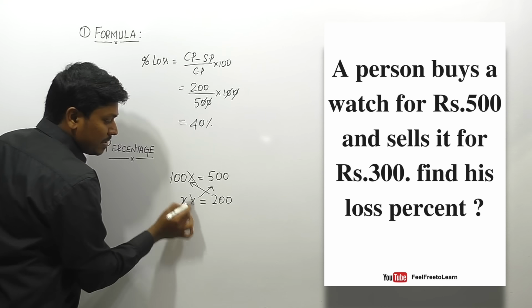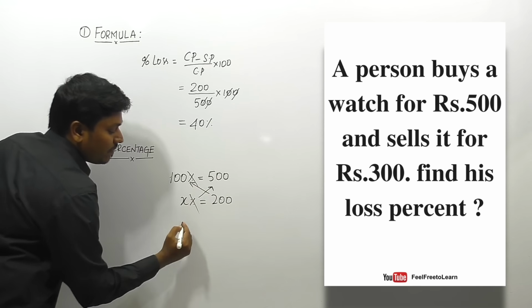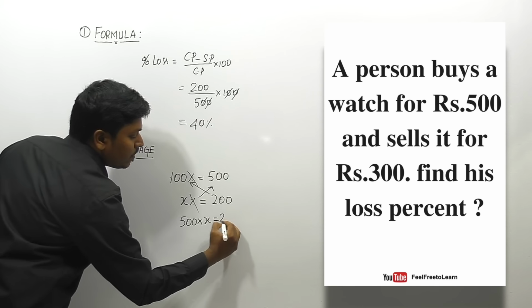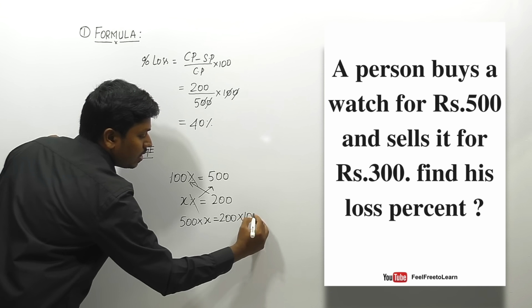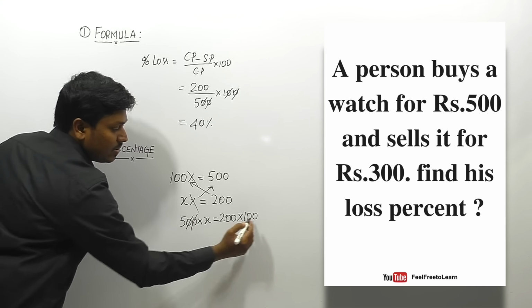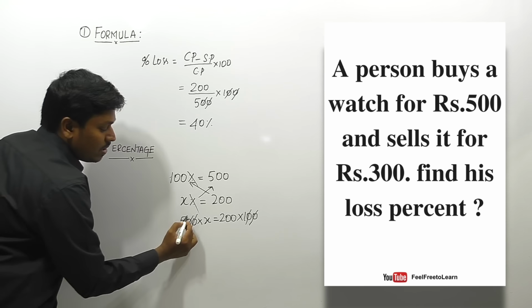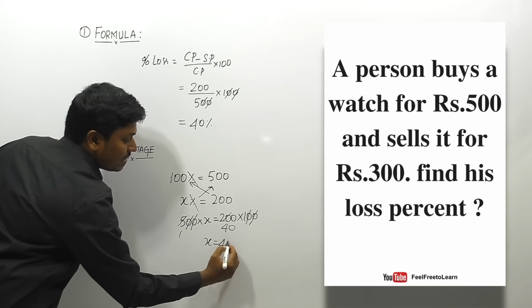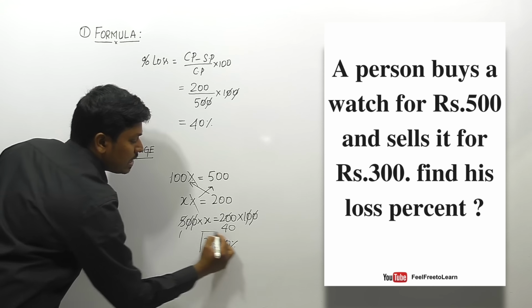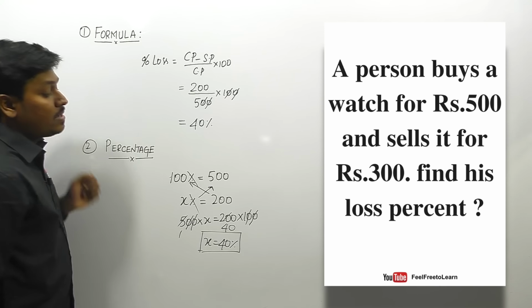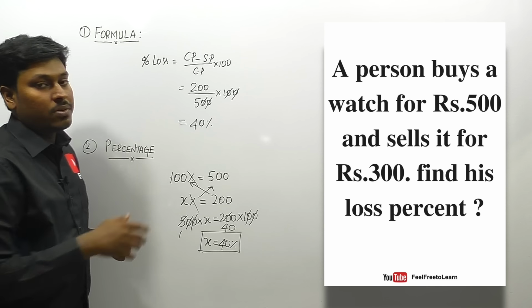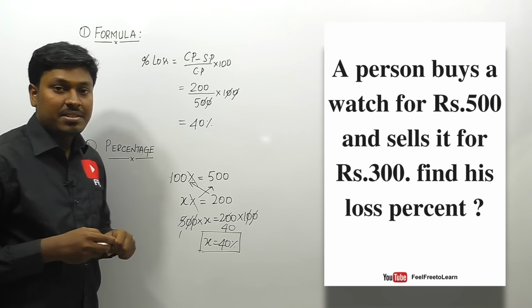Here the percentage sign gets cancelled. So x into 500 will be 500 into x, and here it is 200 into 100. Easily we can cancel the zeros. 1 5s are 5, 5 4s are 20, 40. So finally we can say that x is equal to 40, where 40% will be the loss. So friends, after solving both methods, we can surely say that the answer for question number 2 will be 40%.